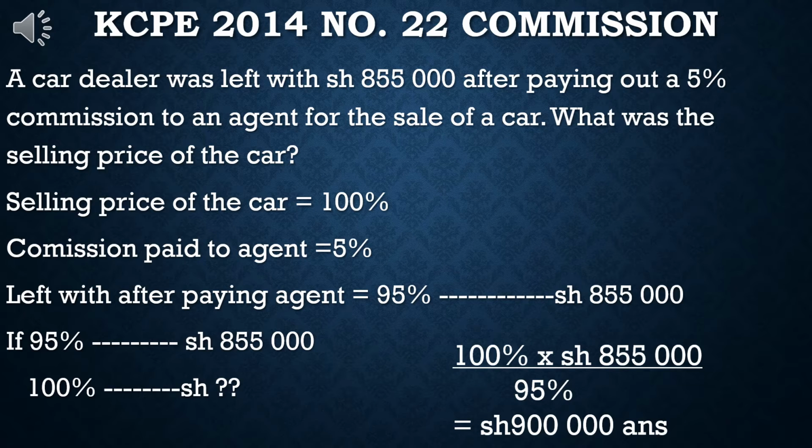So what was the selling price of the car? In other words, we are looking for the original price before paying the agent. So we get, if 95% represents 855,000, what about 100%, which is the original price before paying out the commission? So after you cross multiply 100 times 855,000 and divide by 95, we get 900,000 was the selling price of the car. And looking at this answer, it makes sense because the answer is supposed to be higher than what he was left with.